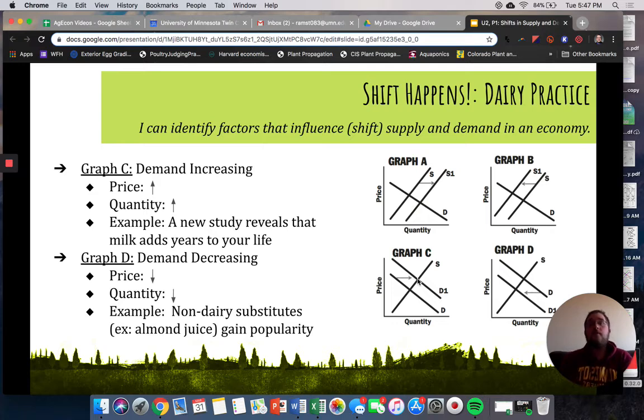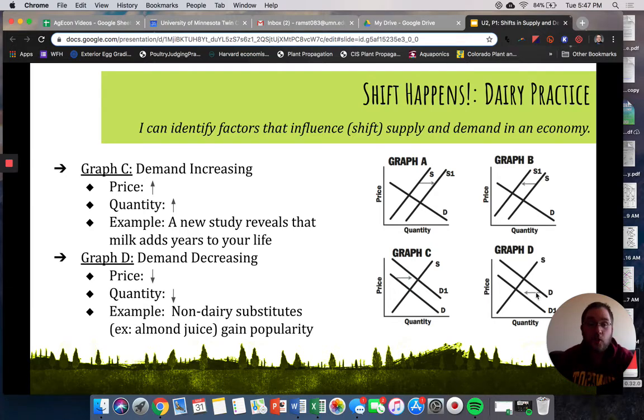An example, a new study reveals that milk adds years to your life. So if that were to be true and that was well publicized and people understood that, potentially that would increase the demand. In fact, it would. And graph D, demand decreasing.